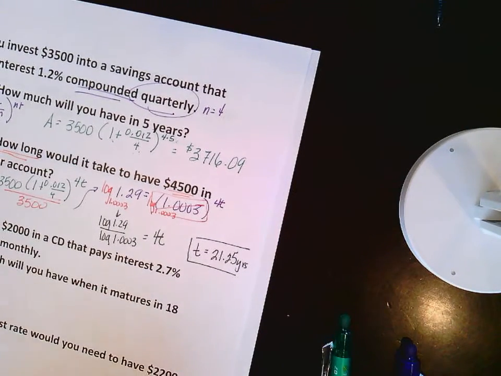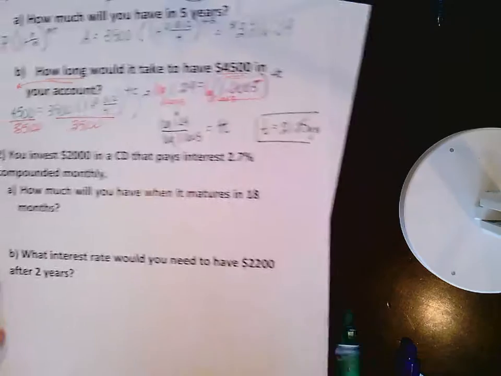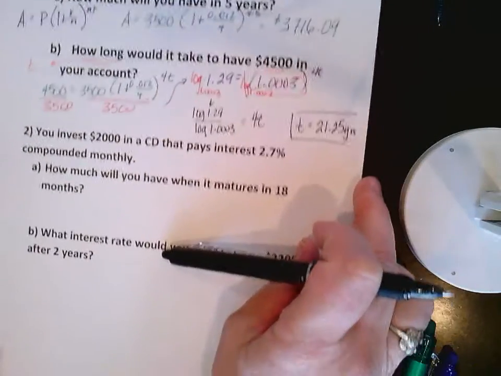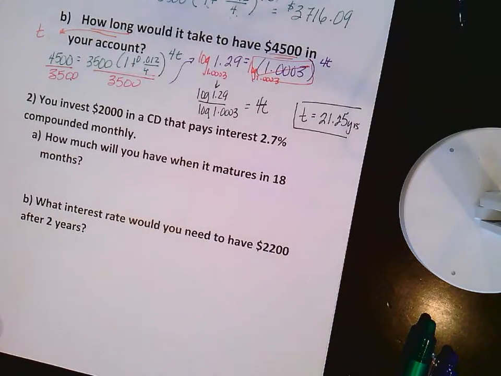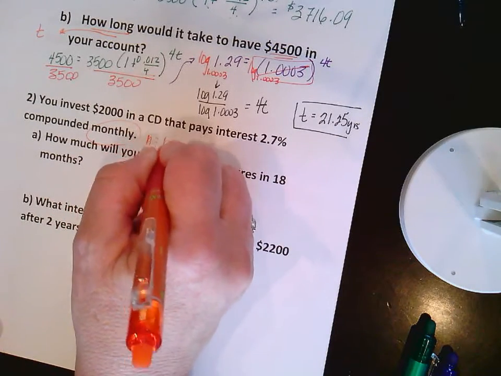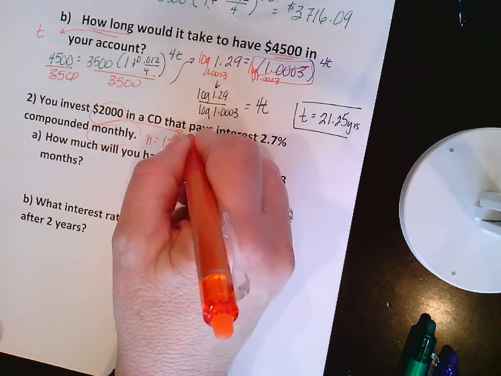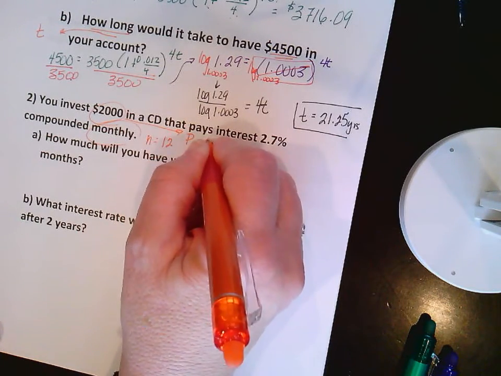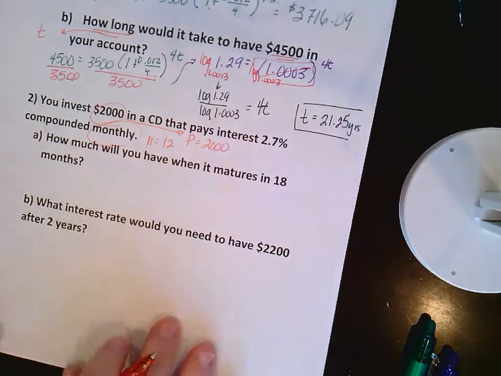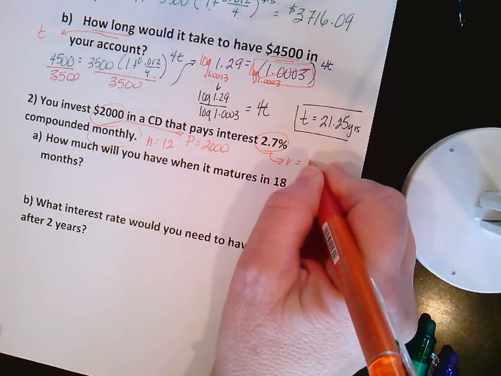Okay, let's try another one. You invest $2,000 in a CD that pays 2.7% interest compounded monthly. So I know that my N is 12 and my P is 2,000 and my rate is 0.027.